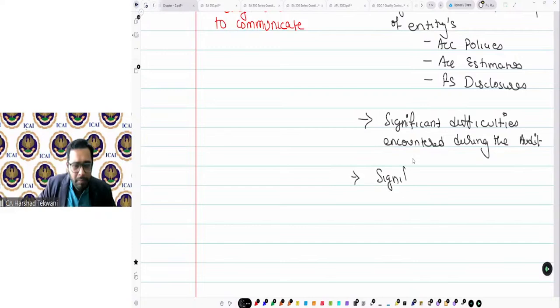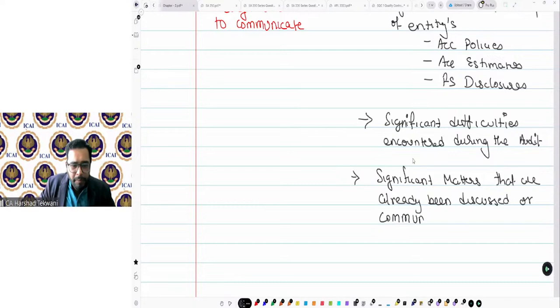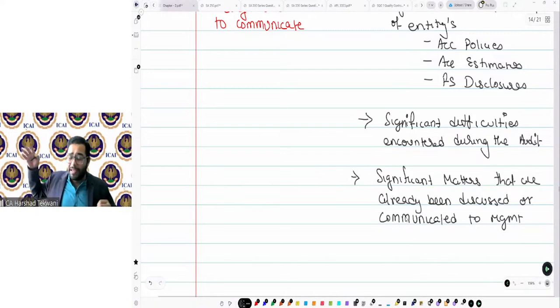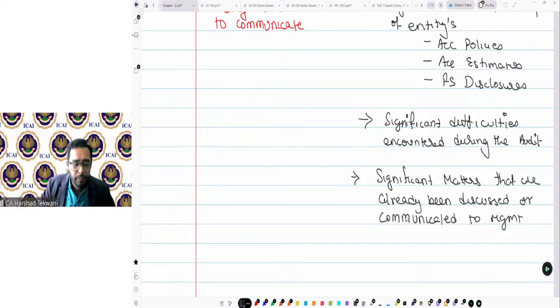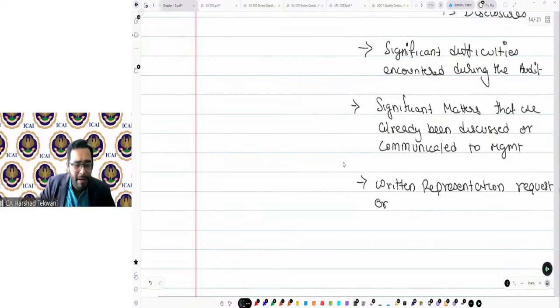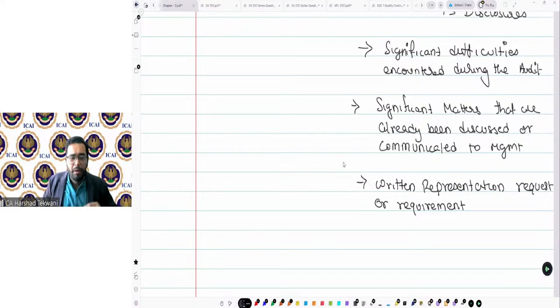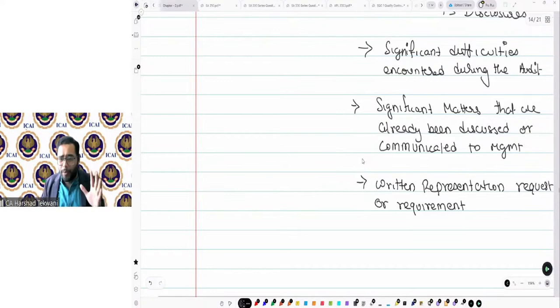Significant matters that are already being discussed or communicated to management. So if we are discussing something significant with the management, we also want to communicate it to those charged with governance. Written representations requested: if I need any written representation, then I need to communicate to those charged with governance, please provide me those written representations.